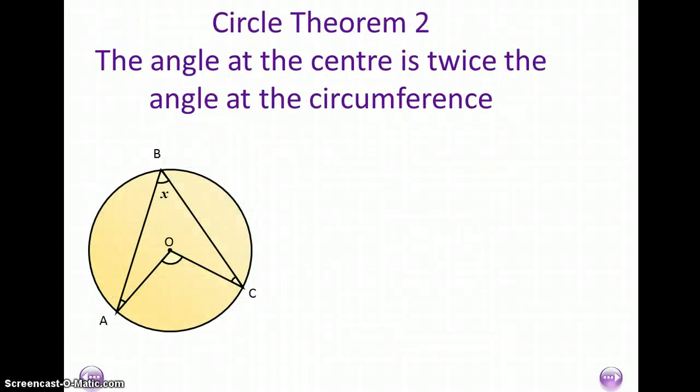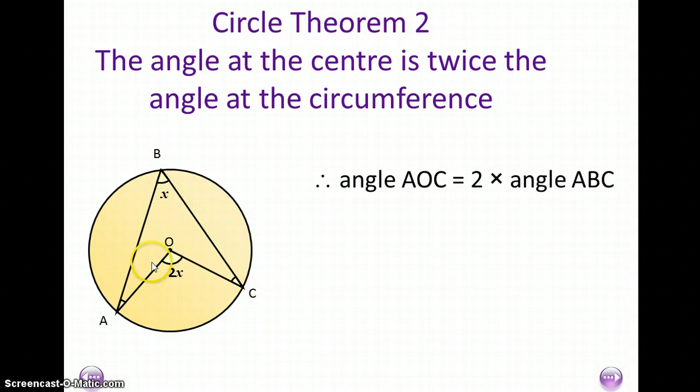Circle theorem 2. The angle at the centre of the circle, the angle at the centre here, is twice the angle at the circumference here. In other words, angle AOC, this entire angle here, is twice the angle ABC.